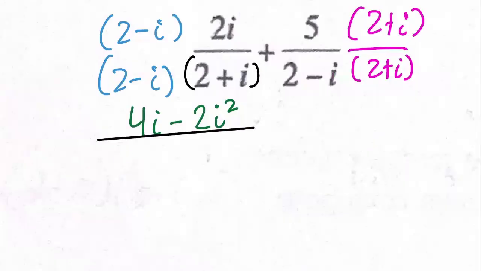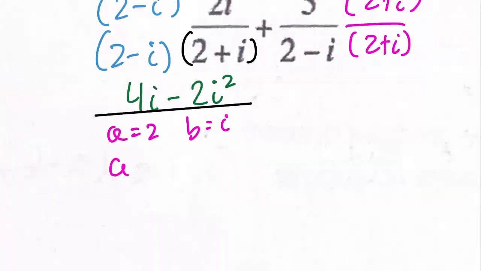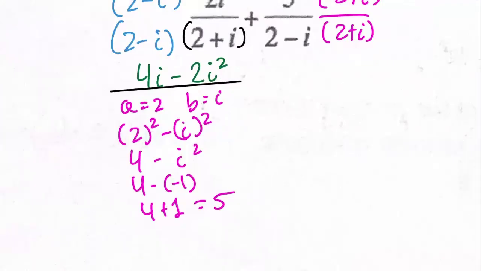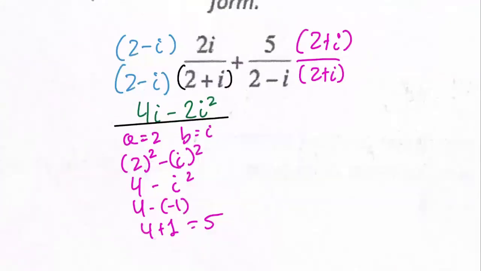So for the denominator, a is equal to 2, b is equal to i. So if I plug it in, for that one you'll get 5. Oh no, that's the top one, I was looking at the bottom. Plus 10 plus 5i.